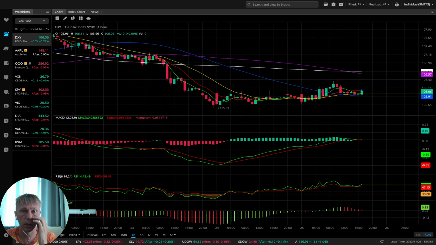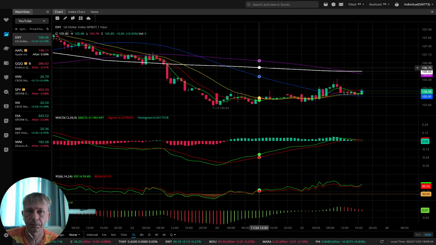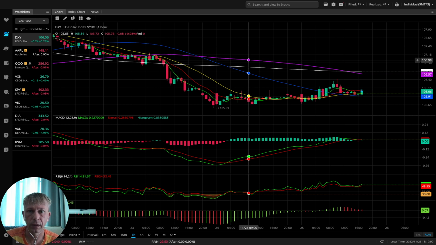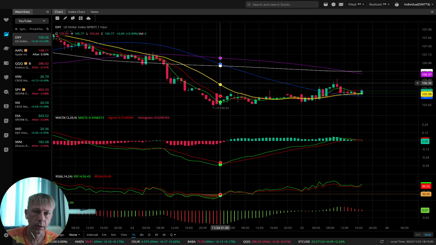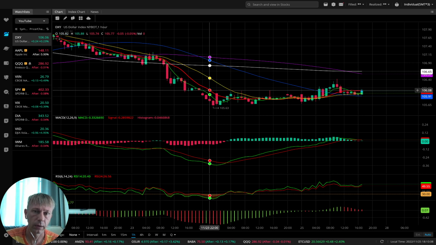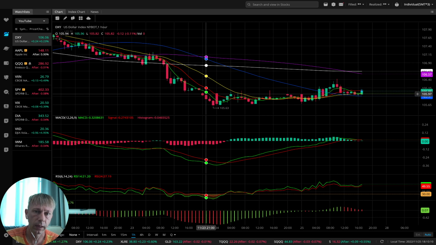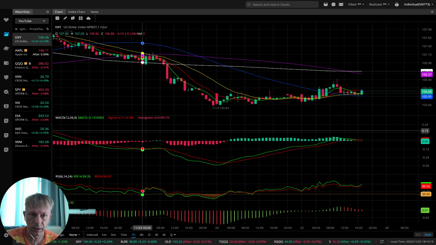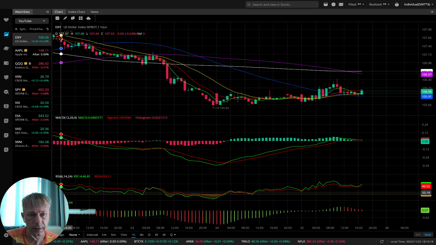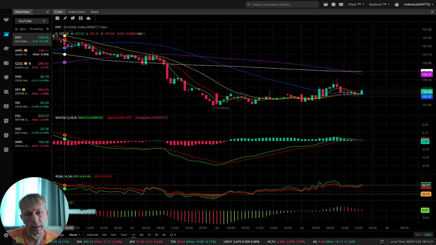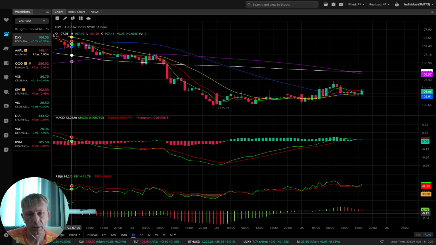Let me share you my Webull setup quickly. Moving averages: white line MA200, purple line MA100, blue line MA50, yellow line MA20, red line MA10, green line MA5. MACD indicator: red line signal line, green line MACD line. RSI indicator: red line signal line, and green line RSI line. Awesome oscillator: red is bearish, green is bullish.